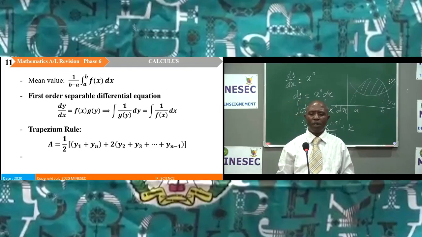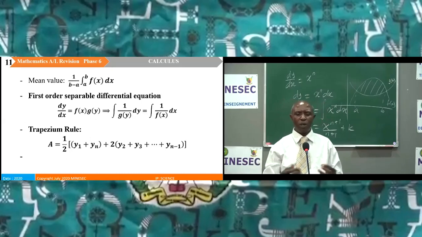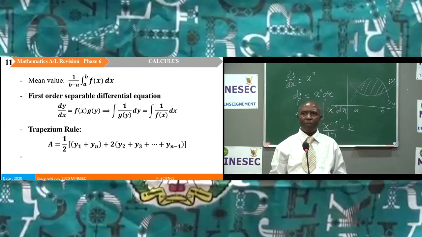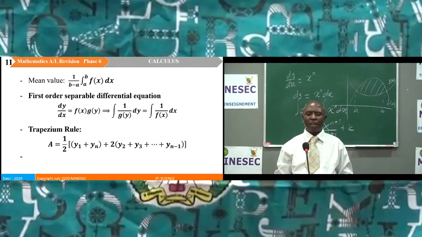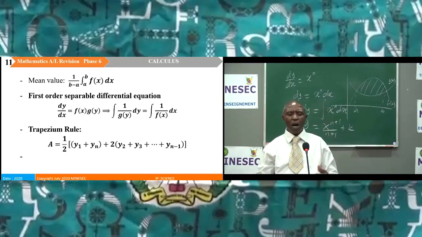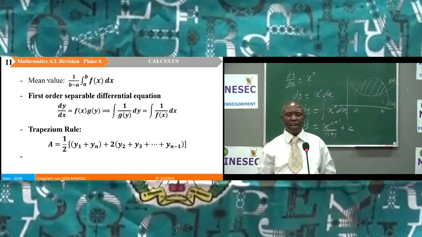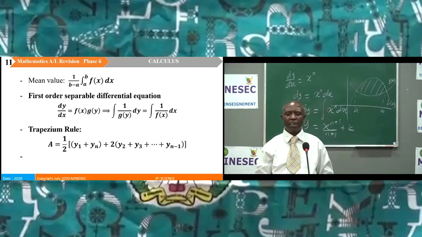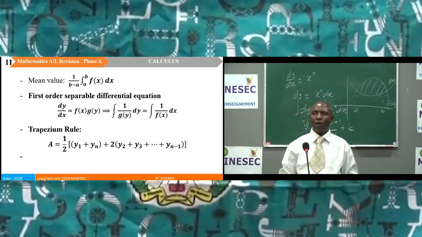First order separable differential equations. If we have a differential equation like what you are seeing on your screen, dy/dx equal to f(x) multiplied by g(y), the first thing here is we need to separate the variables so that we are integrating a function varying with its own variable. That is, we have to make sure that dy and g(y) are together, and f(x) and dx are together, before we can integrate. In the course of doing that, we are going to have what you are seeing on your screen: the integral of 1 over g(y) dy is equal to the integral of f(x) dx.